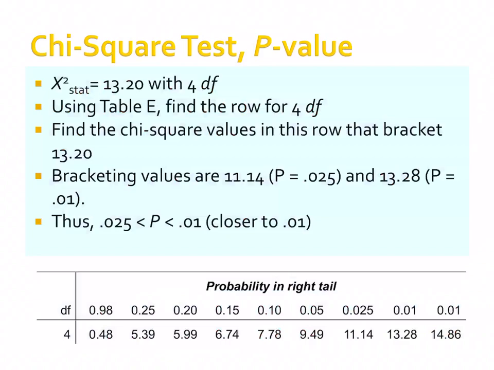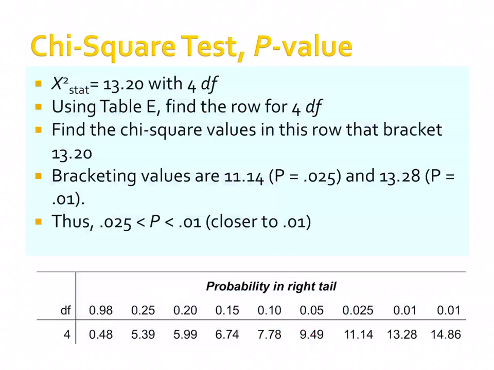So we're determining our p-value. Here we have our chi-square is 13.2 with degrees of freedom 4. If you use table E, you're going to find degrees of freedom 4. You go over to the probability that we're looking for, and then you find the chi-squared values in this row. The bracketing values for 13.2 are 11.14 and 13.28.